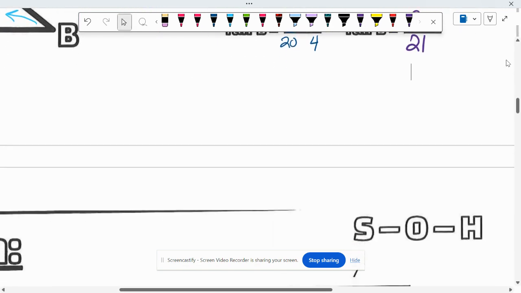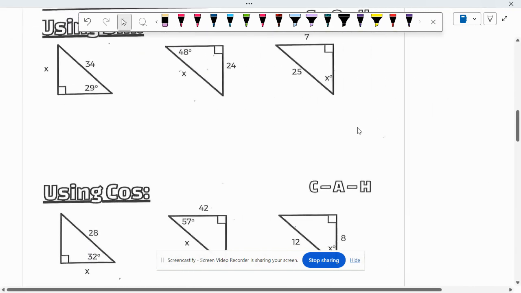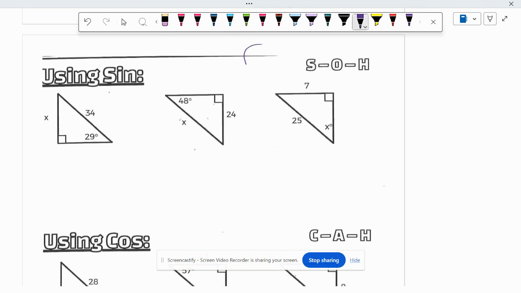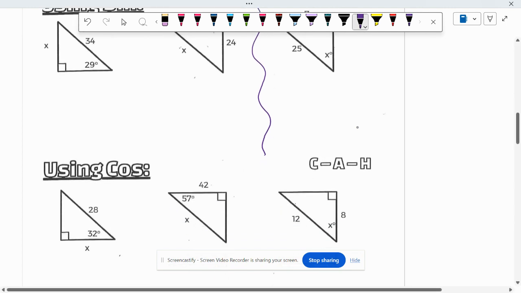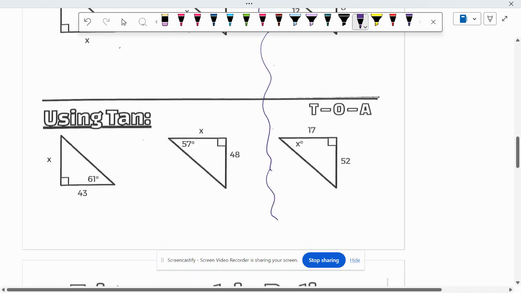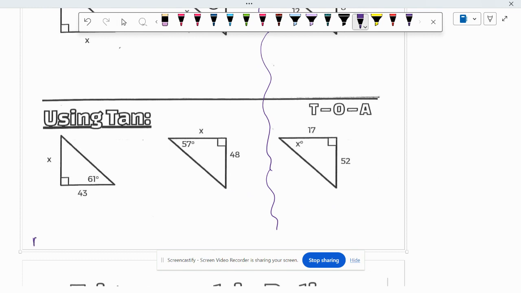Okay, flip it over. So I want you guys to do this. We are only going to do the first two of each. So I want you to do this, kind of draw a little squiggly. You're going to divide your paper because the first two examples deal with missing sides.